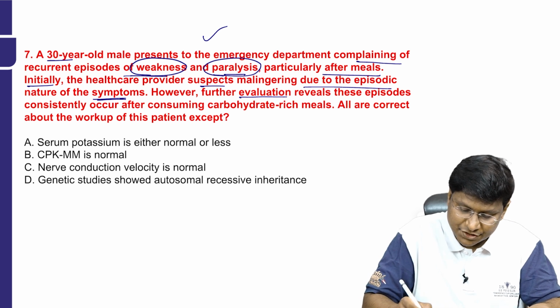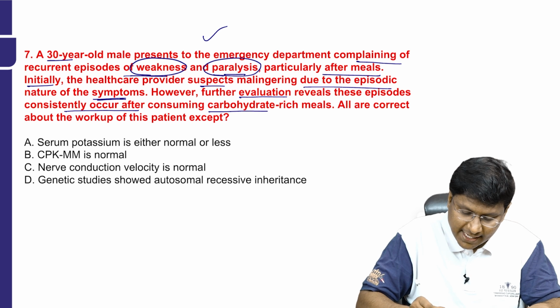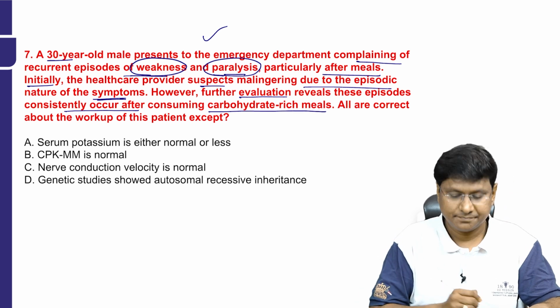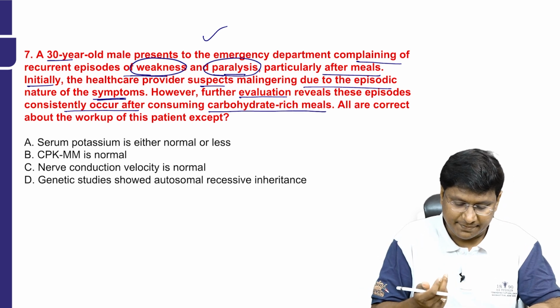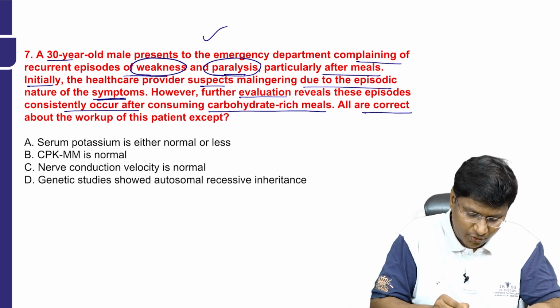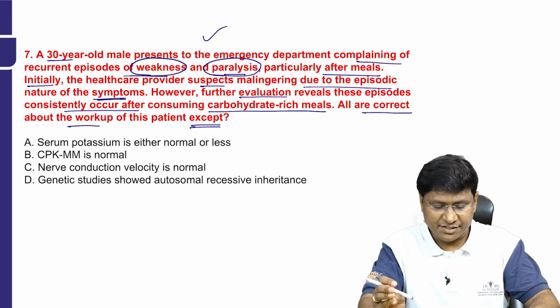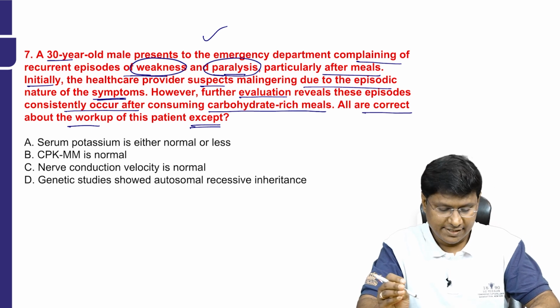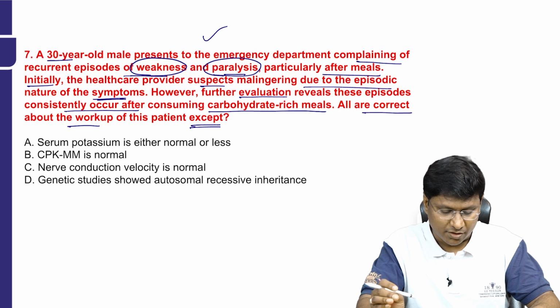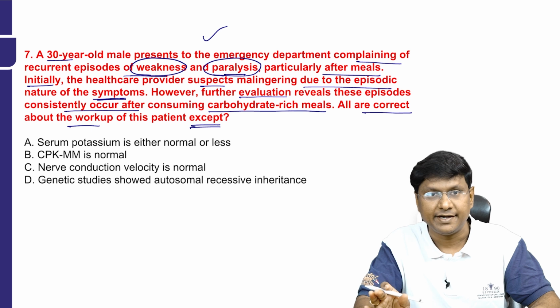However, further evaluation revealed these episodes consistently occur after consuming a carbohydrate-rich diet. So all are correct about the workup of this patient except: serum potassium is either normal or low, CPK-MM level is normal, nerve conduction velocity is normal, then genetic studies showed autosomal recessive inheritance.